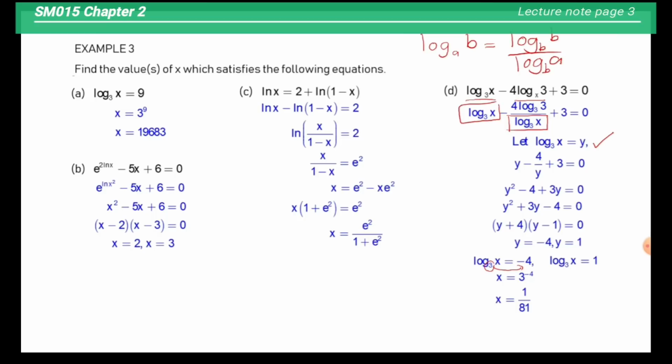For the other one, we have y equal to 1. So we need to change back to log x base 3 equal to 1. Like we did before, if you have a single term, you can change into the index form, so x will be equal to 3 to the power of 1, or x equal to 3.